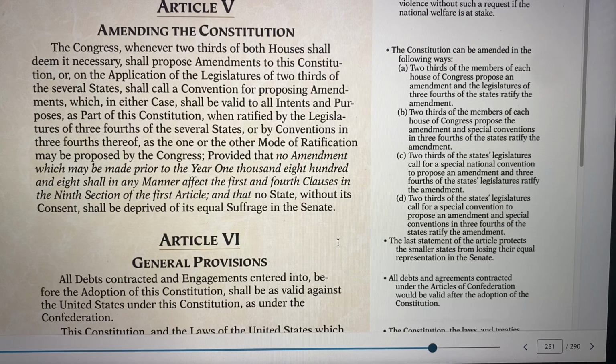It takes 2/3 to be considered, and 3/4 of the states have to ratify the amendment to the Constitution. We haven't had very many amendments to the Constitution. Now, the state constitutions have amendments all the time, but nationally we only have 27 amendments to the Constitution in all these years.